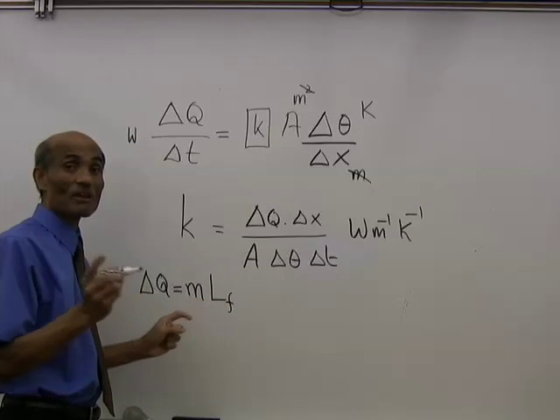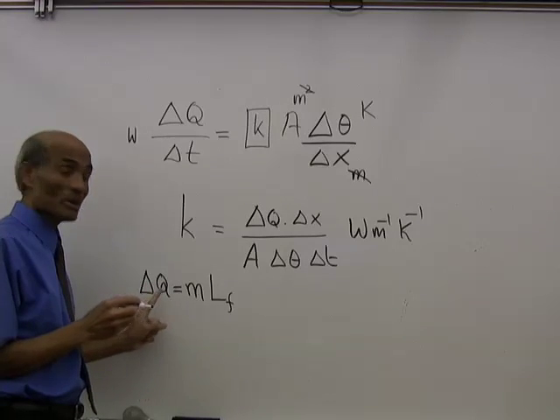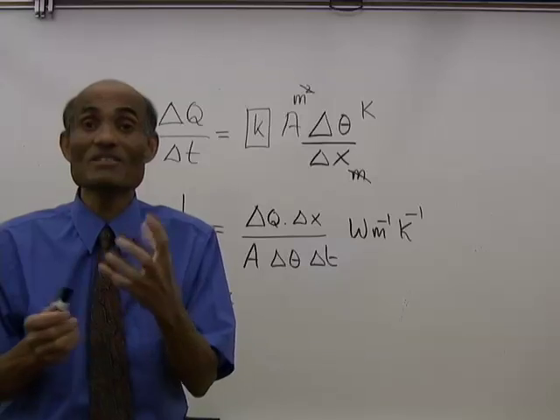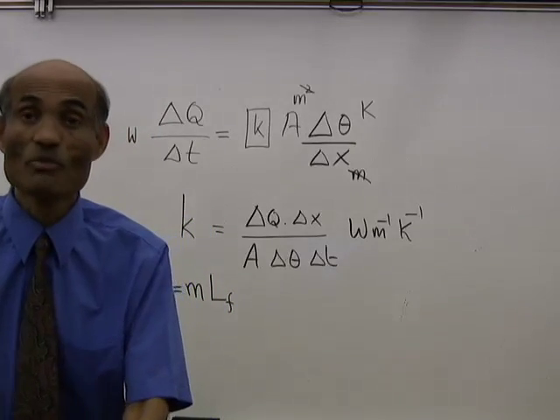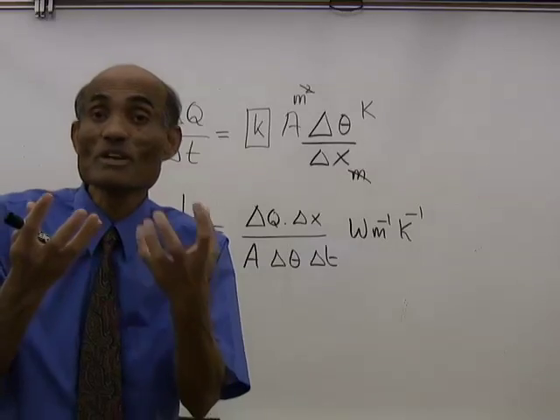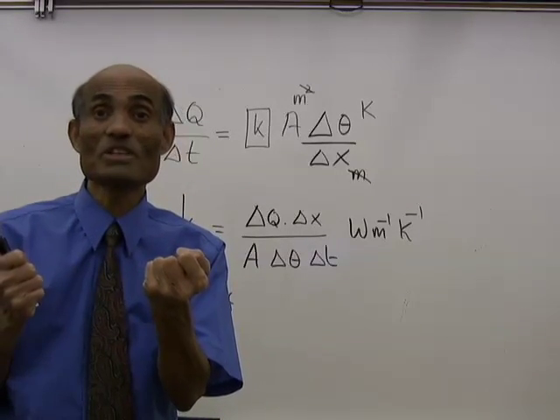I have given you the value of that in the lab manual. So delta Q will be the mass of ice melted. That is the experimental part. We will measure the mass of ice melted, in other words, the mass of water that is the result of melting ice.